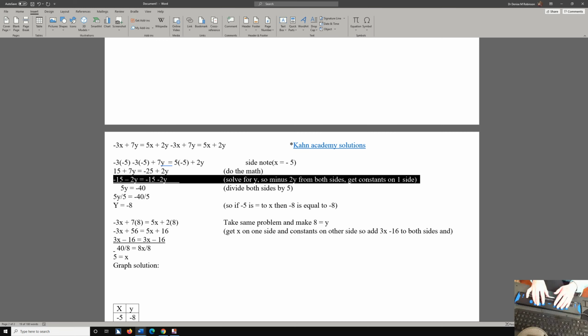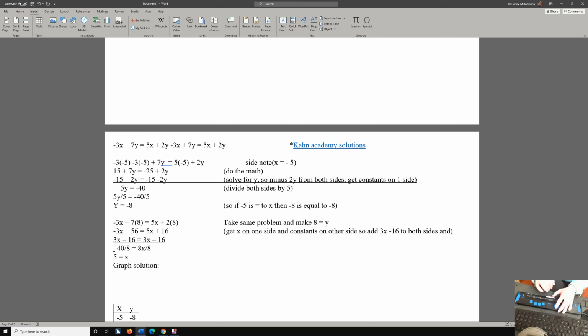Selected. -15 and dash 2y equals -15 minus 2y left parent. Solve for y, comma. So -2y from both sides, comma. Get constants on. So if I'm going to do my 3/8 in space for Control U, I'm going to go ahead and line those 3/8 and space and U. Off, underline off. And it turns it off. So I'm going to go ahead and 3/8 in space and U. On, underline on. And it turns it on. And down arrow. 5y equals -40 left parent.